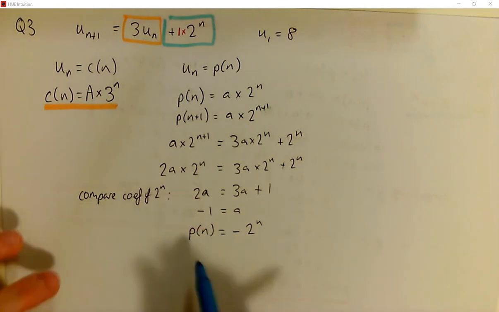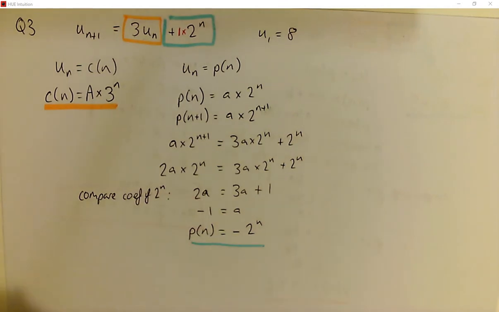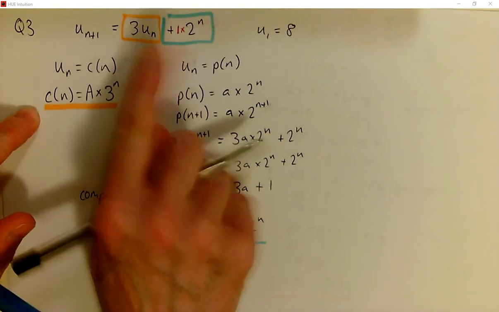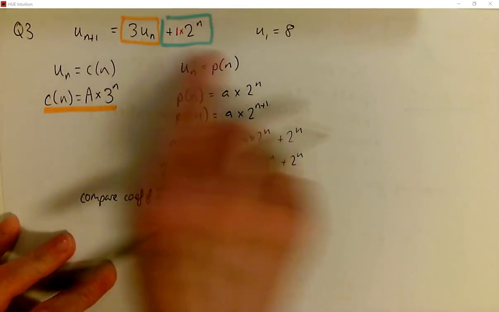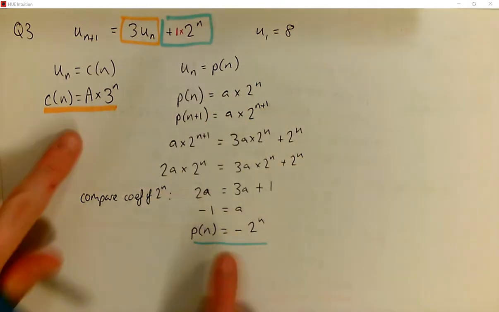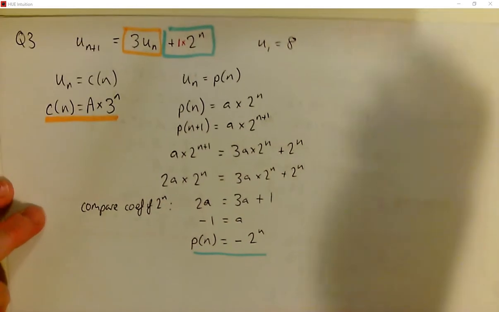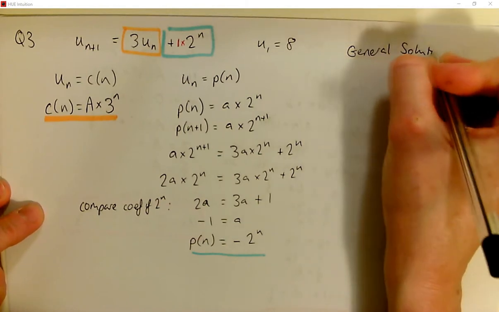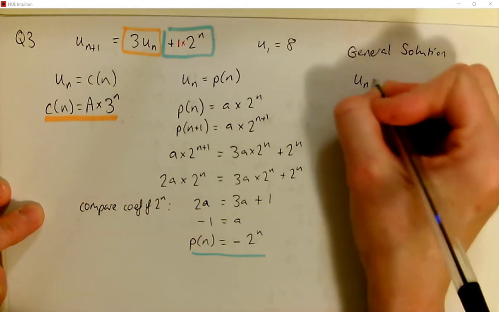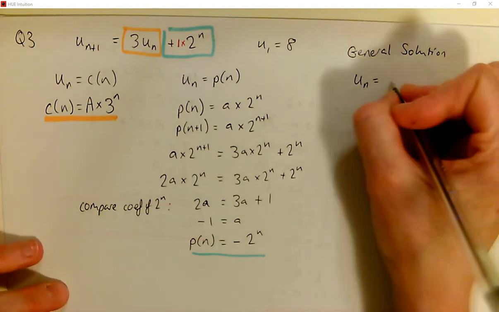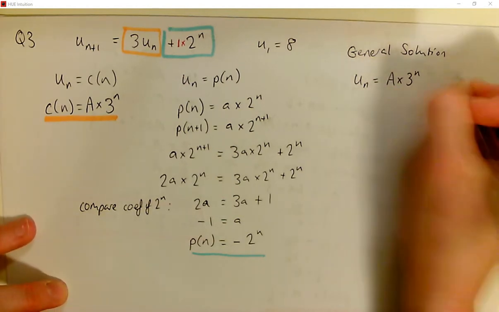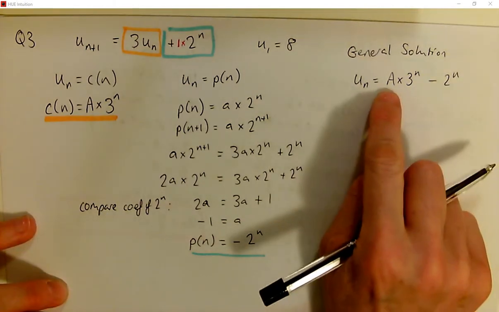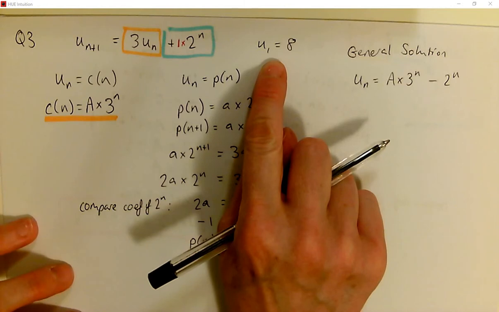So now we have a complementary function and a particular solution. This works for this part of the formula, this works for the whole thing, especially that particular bit, so we combine the two. Okay, so our general solution is that the closed form, the nth term formula, is arbitrary constant times 3 to the n minus 2 to the n. And to find that arbitrary constant, we're going to use our initial conditions.